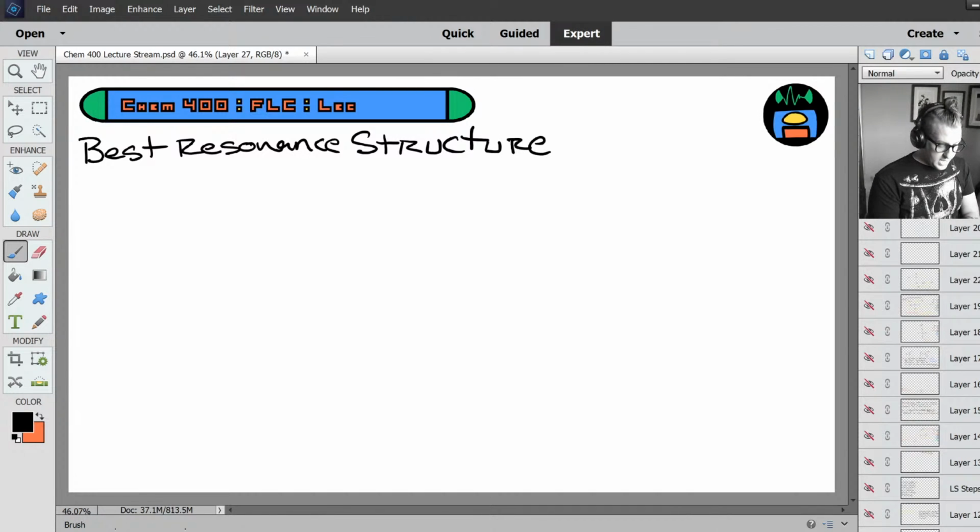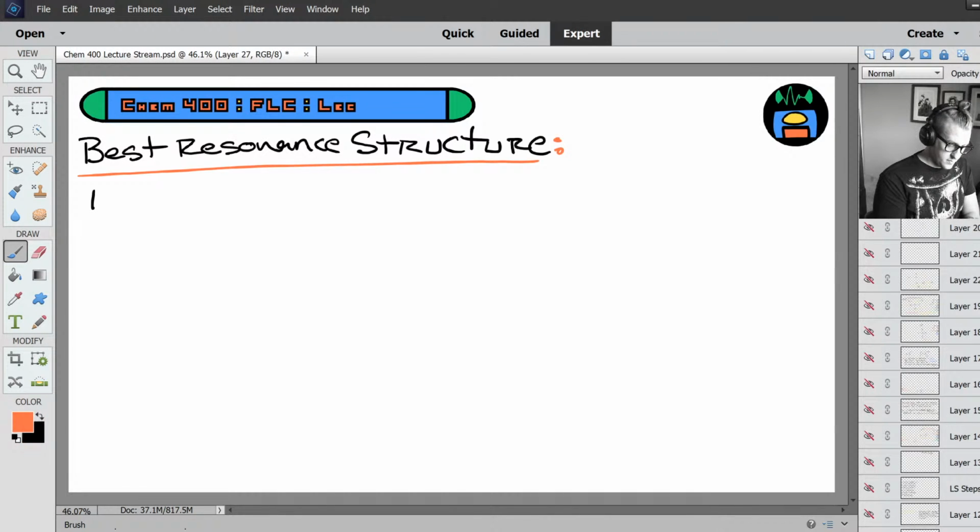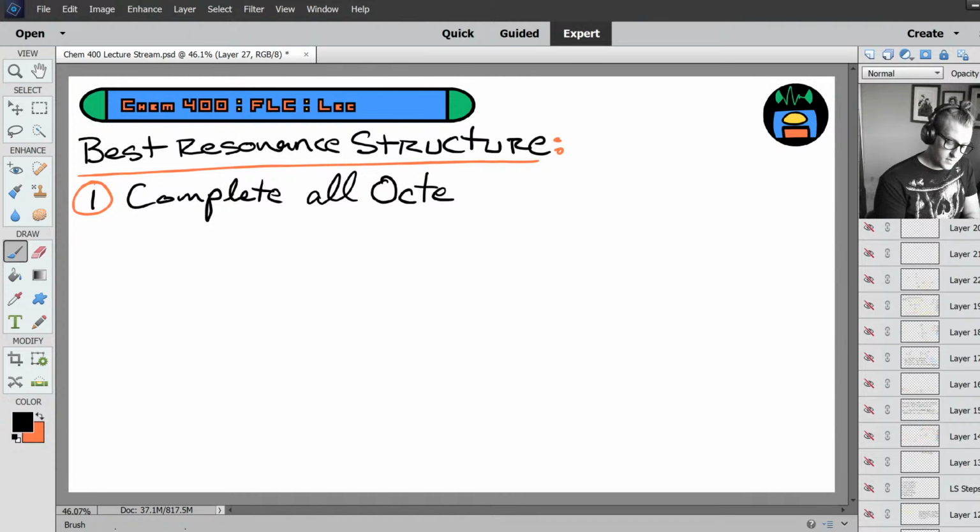All right. In the best resonance structure, first, you want to make sure that you complete all octets. If the octets aren't complete, you do not have the best resonance structure. And that is the most important one.